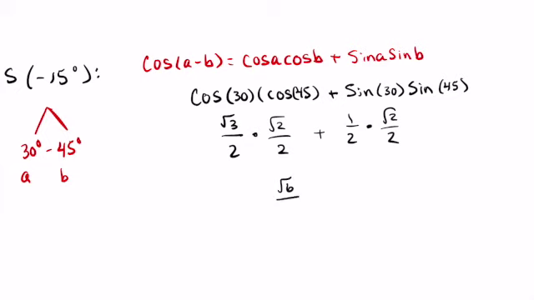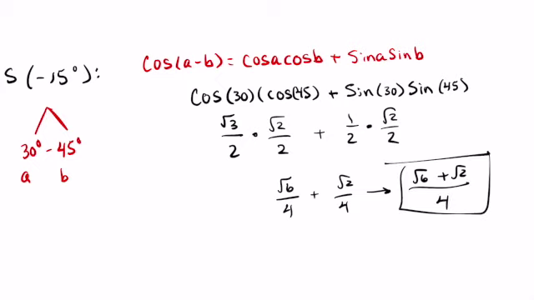So again, simplify this out. We get root 6 over 4 plus root 2 over 4. Combine those, we get root 6 plus root 2 over 4. And that's it. So that is the sum and difference of cosine.